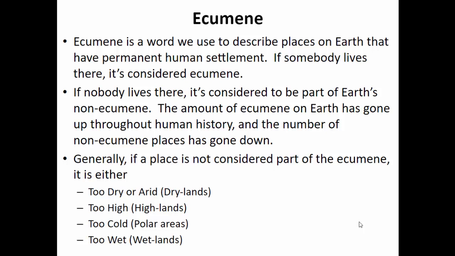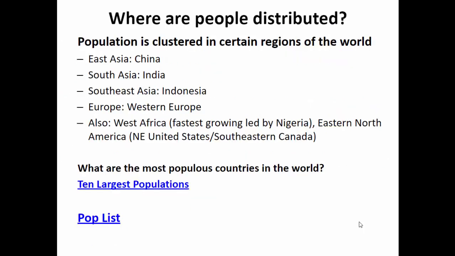Just remember the definition of what ecumene and non-ecumene is. The last thing I need on test day is one of my kids saying to me, ecumene, ecumene, what the heck do you mean? All right, that's a little geographic humor for you.